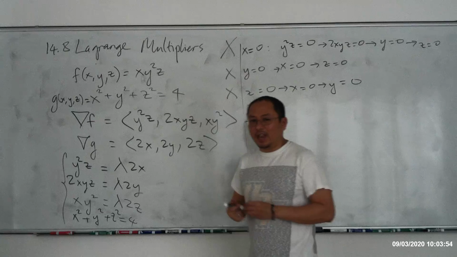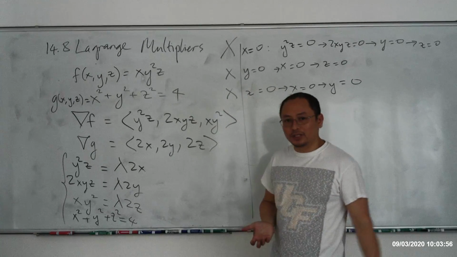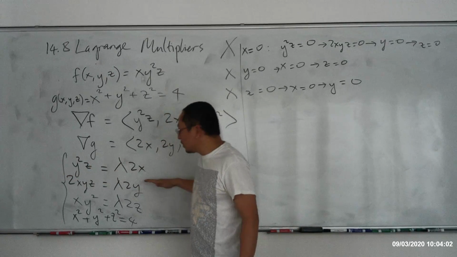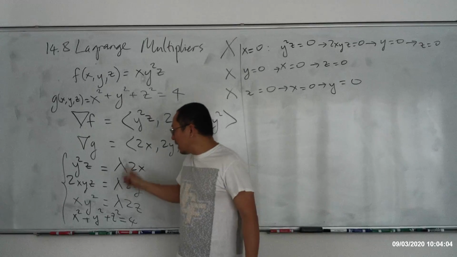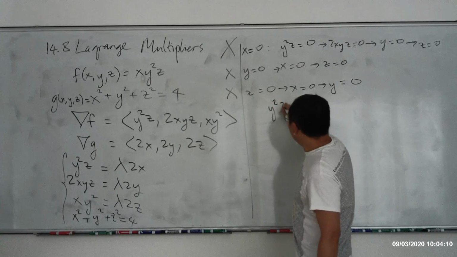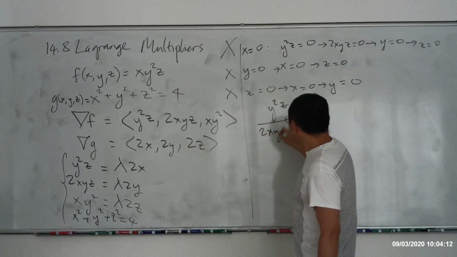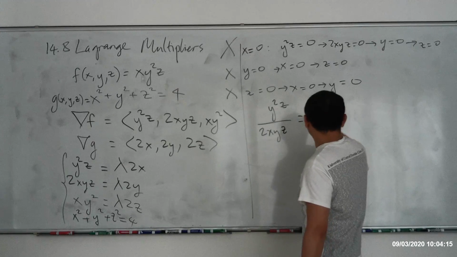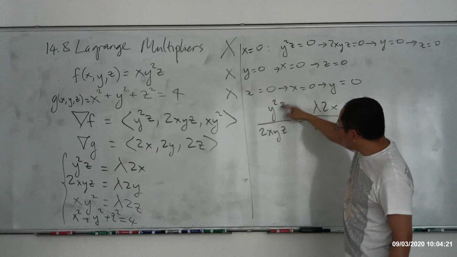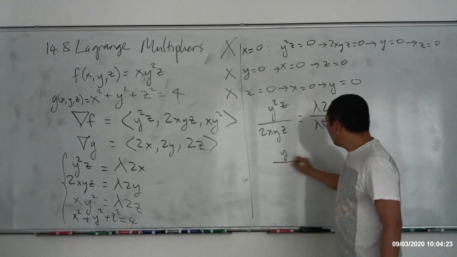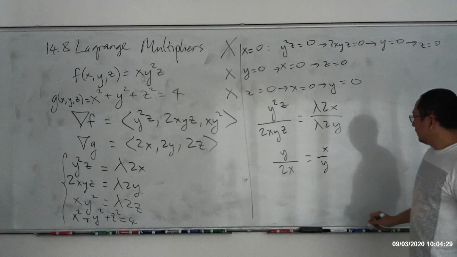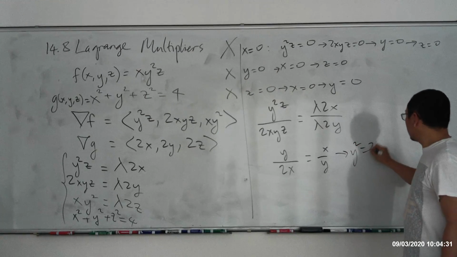So this is the little technique that I usually try first. After testing the 0 to solve, we're going to choose a pair of equations and we're going to do a division. The reason for that is I can cancel out the lambda. So let me choose the first two equations. Y squared z over 2xyz going to be equal to lambda 2x over lambda 2y. Okay, so on the left hand side, cancel out the z, we cancel out one of the y, I got y over 2x going to be equal to x over y. In other words, y squared is equal to 2x squared.